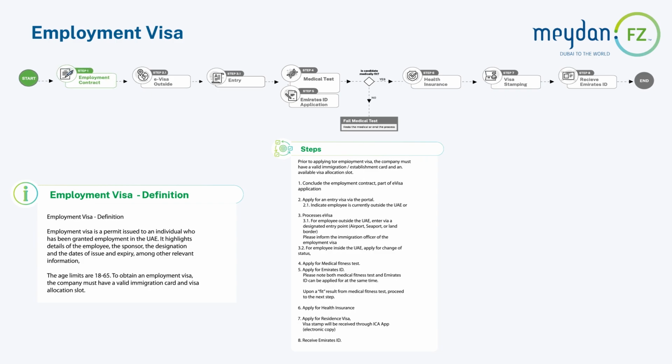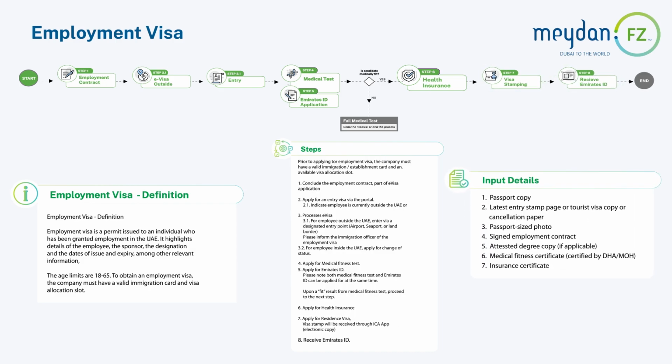Let's start with the process journey. Conclude the employment contract. Apply for an entry visa via the portal. Indicate the employee is outside the UAE, or for employee outside the UAE, enter via a designated entry point, airport, seaport, or land border after applying for an entry permit. Apply for medical fitness test. Apply for Emirates ID. Upon a fit result from medical fitness test, proceed to the next step. Apply for health insurance. Apply for residence visa. Visa stamp will be received through ICA app. Electronic copy. Receive your Emirates ID. The following are the input detail.